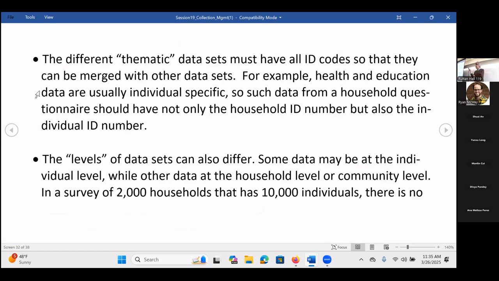Sorry, it's a household data set, like housing characteristics: what kind of roof does this house have, what kind of toilet, where is the water source? It's just one observation per household. Other ones, it's one observation per person. So when you merge, you have to make sure you're merging by the right ID code.